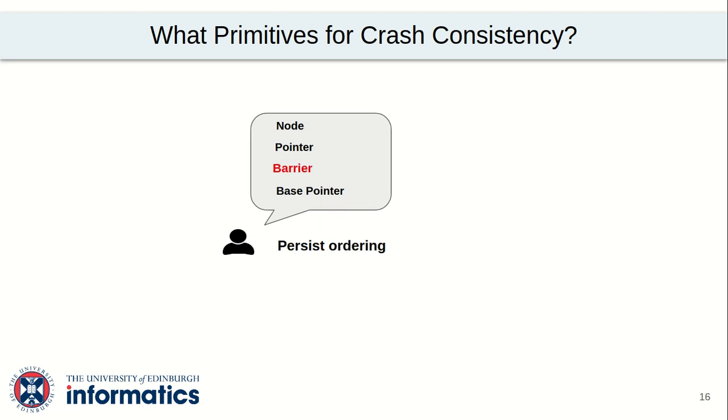Now let's consider persist ordering. With persist ordering, the programmer carefully identifies points in the code where persist barriers need to be inserted. A persist barrier ensures that updates before the barrier must persist before updates after the barrier. In the linked list example, placing a barrier just before the base pointer is updated ensures crash consistency. This is because flipping the pointer essentially ensures the failure atomicity of the entire insertion process.